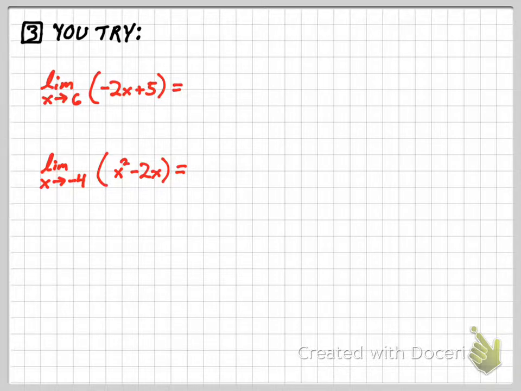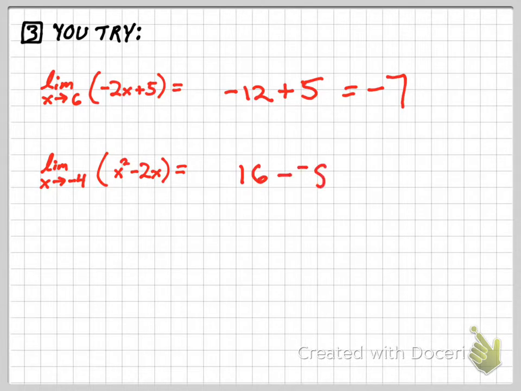All right, for the first one, again, you want to think about numbers near 6. So your answer is going to be close to -12, and you're going to add 5 to that. And so hopefully you got -7 as your answer. And when I plug into the second one, -4, or numbers near -4, you're going to get numbers near 16. And you're going to be subtracting numbers that are near -8. And so that ends up being 24.